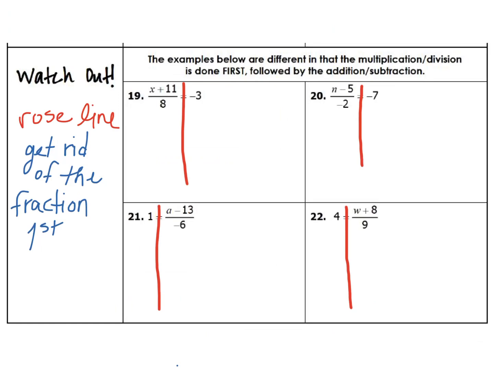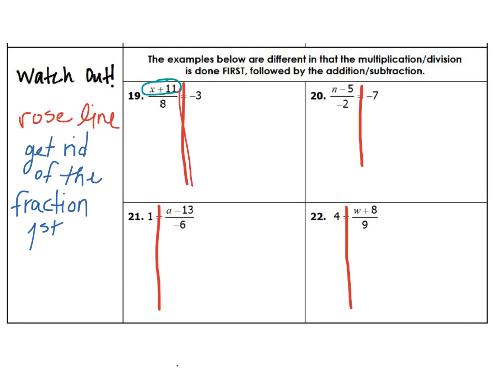These are different than what we have done prior to now. And the difference is that, let me choose a different color, the difference is that this x plus 11 is all together in the numerator of our fraction. And we can't do anything with that x plus 11 until it's no longer a part of that fraction. So what we're going to do is still draw our rose line. Whoops, that should be red.